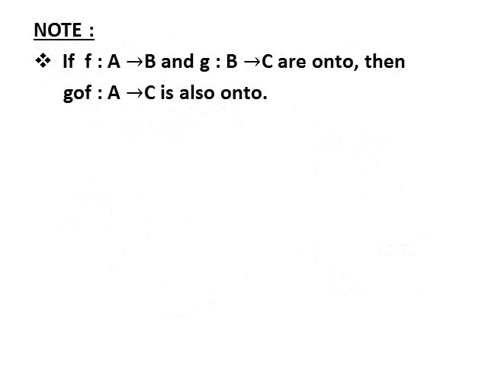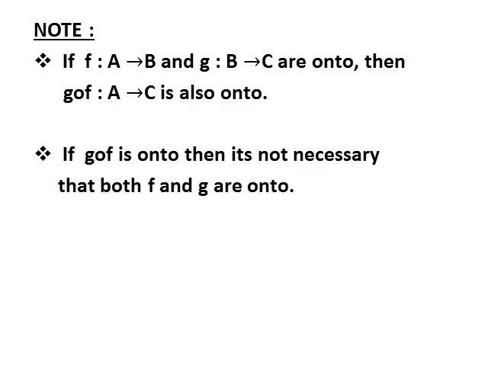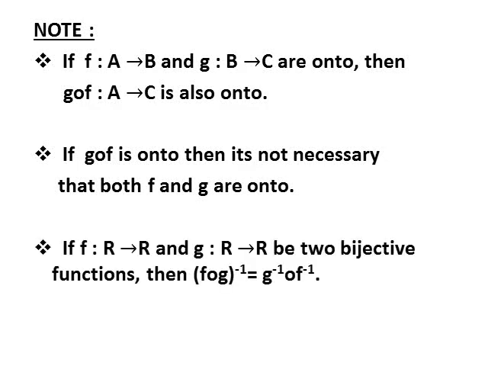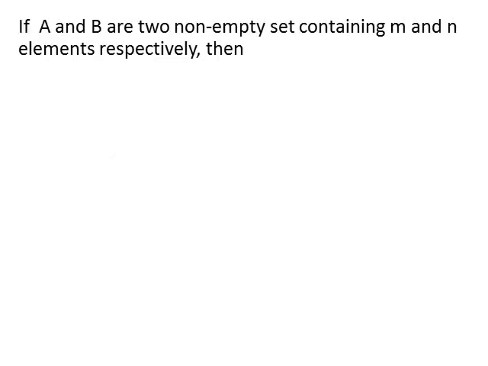Students, you also must know that if two functions are onto, then their composition is also onto. But if the composition is onto, then it is not necessary that both the functions are onto. Also remember, if f and g are two bijective functions, then inverse of (g of f) is equal to f inverse of g inverse. So students, now I will discuss some results which are useful for short answer type questions.